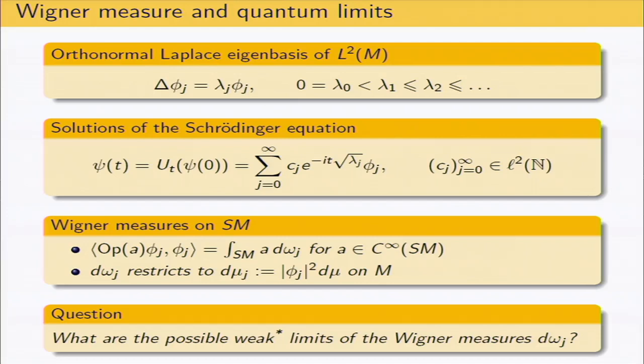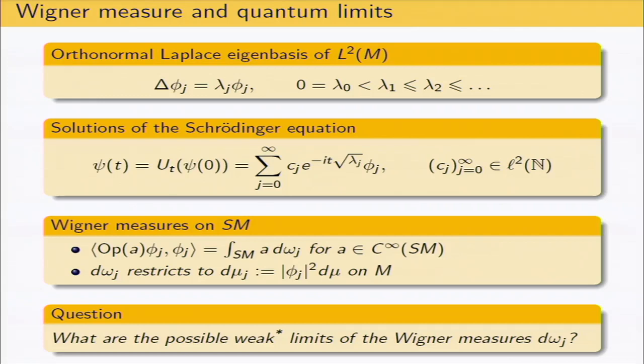And as I explained, in the case when A only depends on the underlying manifold M, OP is just multiplication by the function A. The scalar product is nothing but the integral of A times phi j times the complex conjugate of phi j. That is to say, on M, these Wigner measures restrict to the more familiar probability densities associated with the Laplace eigenfunctions. So we say that these Wigner measures form a microlocal lift of these classical density measures.